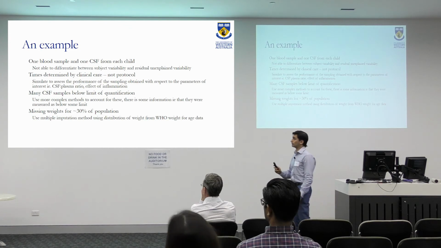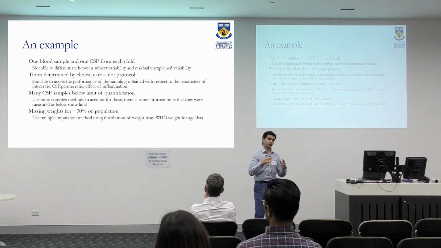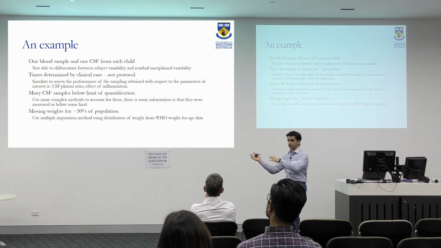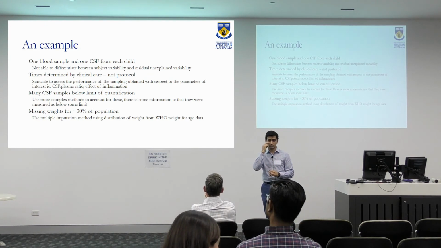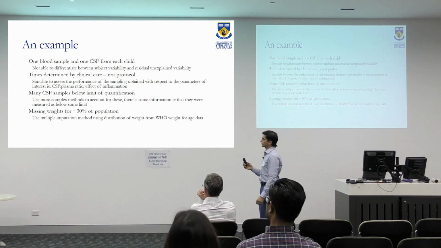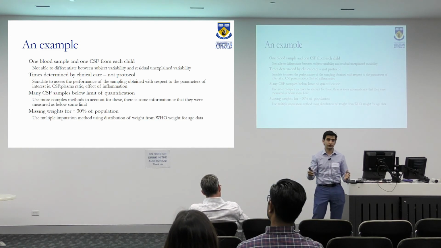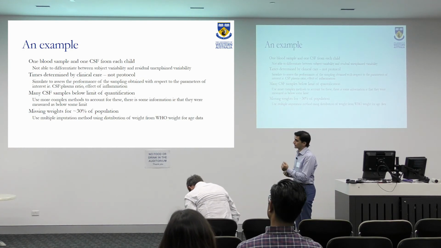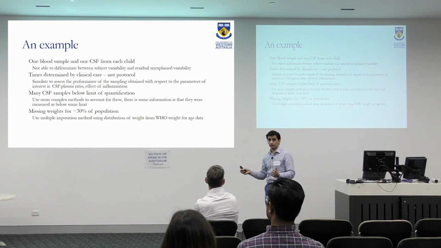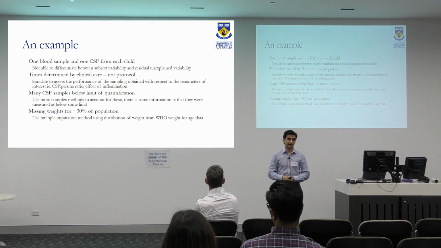So with regards to only having one blood sample and one CSF sample from each child, the limitation is that you can't differentiate between what is between subject variability and what is residual unexplained variability, because you only have one sample for each child. The solution, or one solution, is that you fix the residual unexplained variability to a reasonable value, something around what you might expect around the limit of quantification of your assay, and so we fixed it at 10%. It really didn't make a difference what we fixed it at, and we went through a process to check that it didn't change.